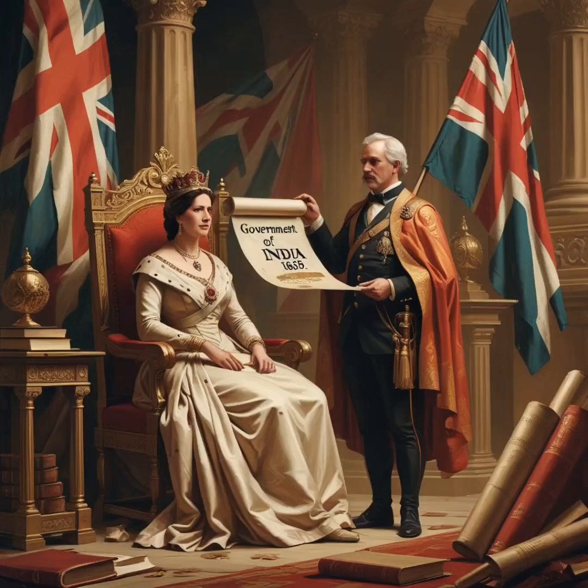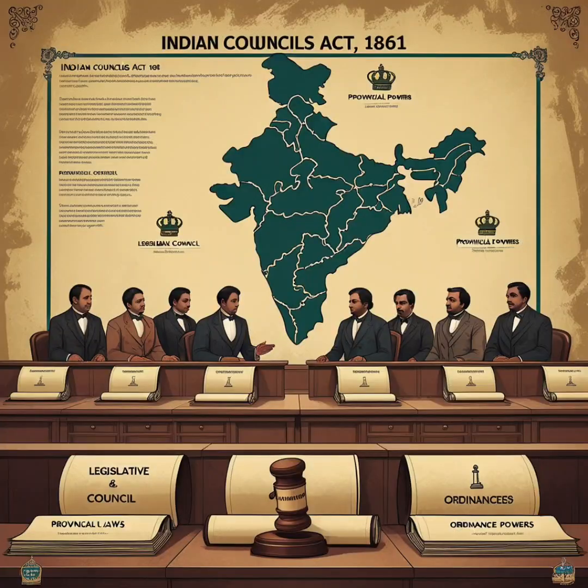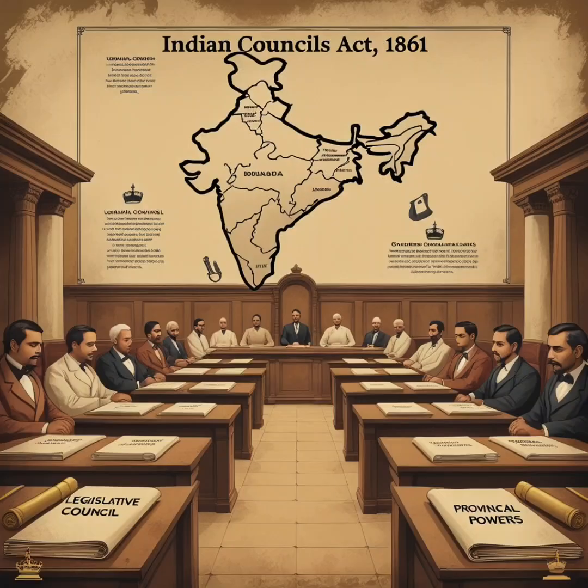7. Indian Councils Act, 1861. Legislative councils were expanded, and non-official Indian members were added. Provinces were given powers to make laws.